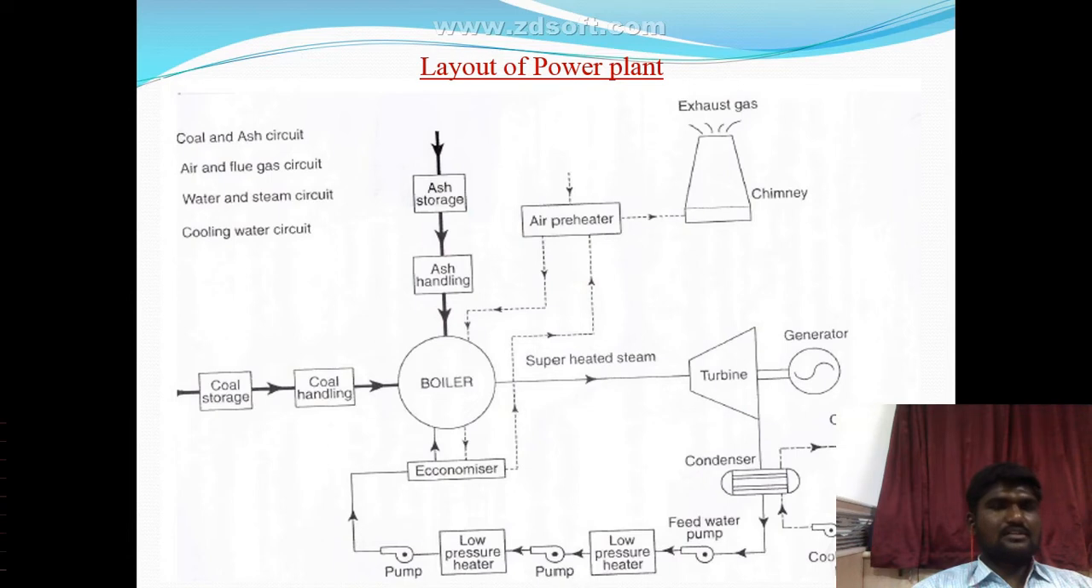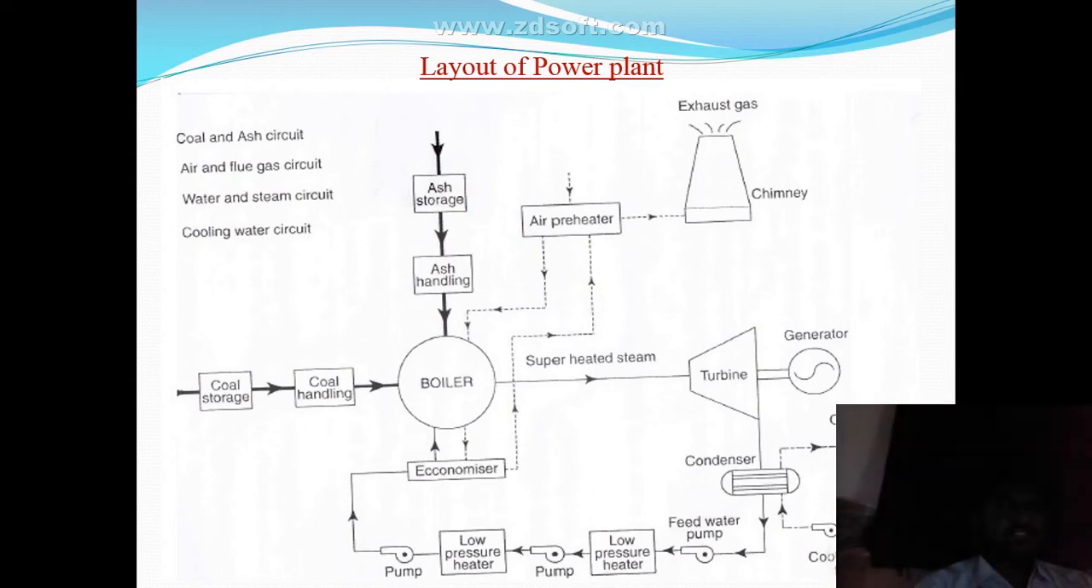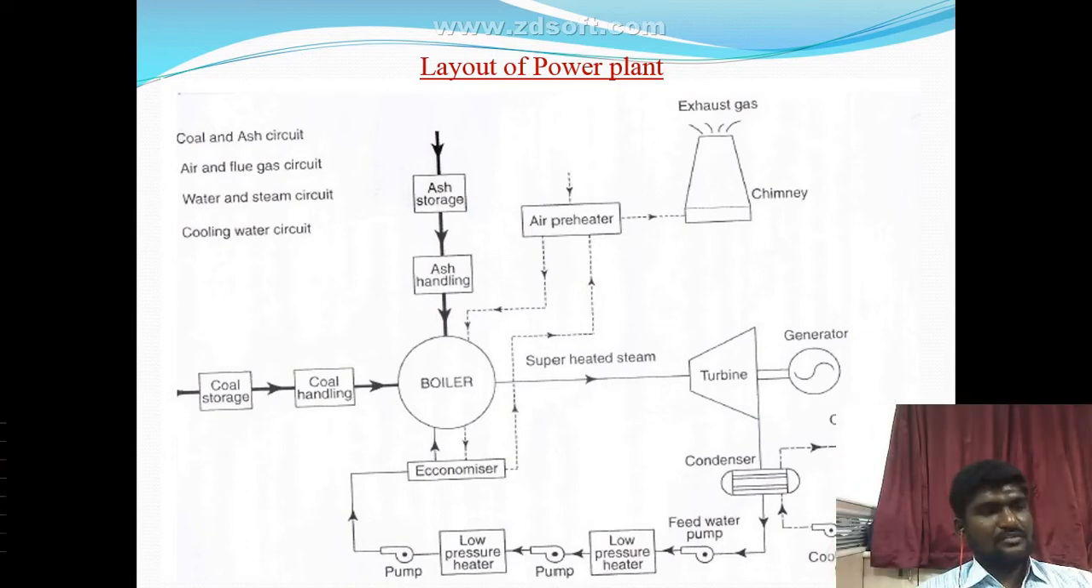The first one is the coal and ash circuit, the second is the air and flue gas circuit, the third is the water and steam circuit, and the fourth is the cooling water circuit, right? The coal and ash circuit consists of coal storage, ash storage, coal handling and ash handling systems. The coal handling system consists of belt conveyors, screw conveyors, etc.